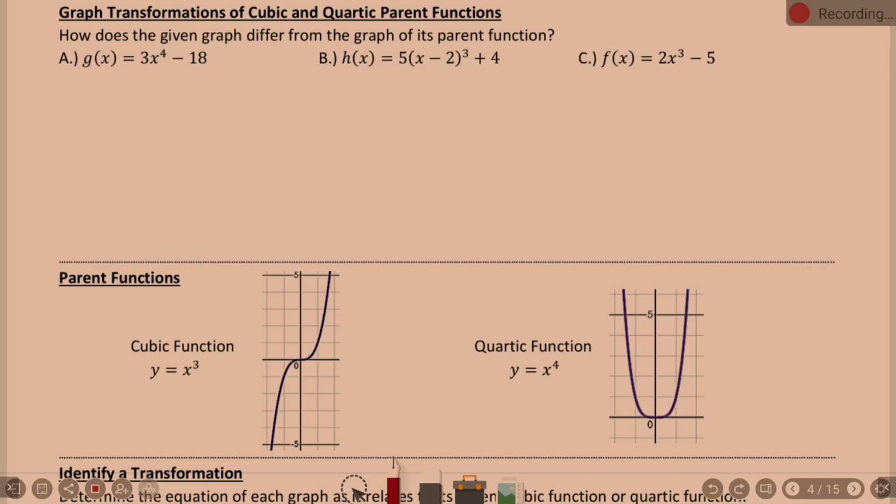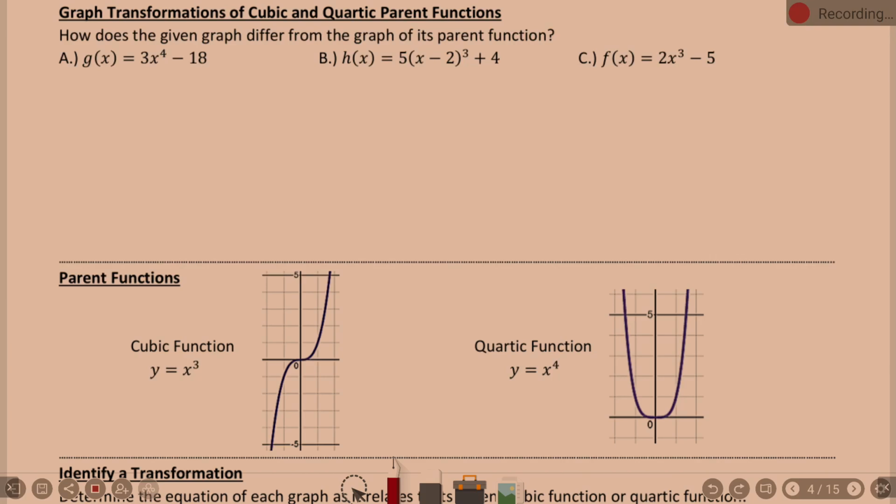So how does it differ from the graph of its parent function? So I'm basically looking in A. What's the 3 tell me? What's the minus 18 tell me? Those are the types of things I'm looking for. Okay? And we're going to put it in words.